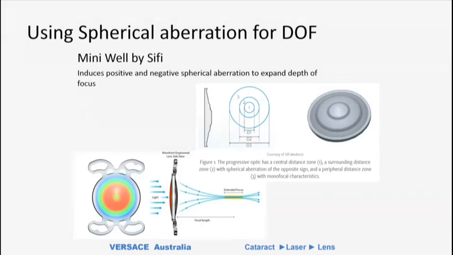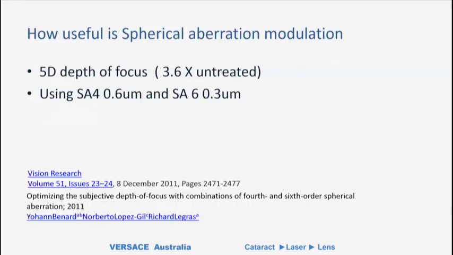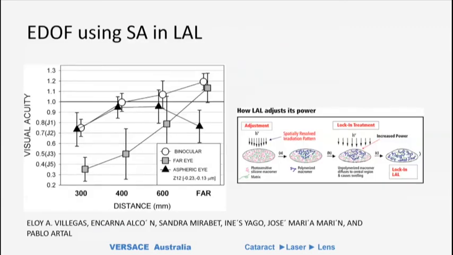And this can work well. In this study, the authors looked to demonstrate what kind of depth of focus you could achieve if you do increase positive and negative spherical aberration in the right balance. And they were able to demonstrate 5 diopters depth of focus, which is more than 3.5 times the untreated range of focus, by using level 4 and 6 spherical aberration. So it is possible to use spherical aberration to give very good expansion of the range of focus. So the principle works.